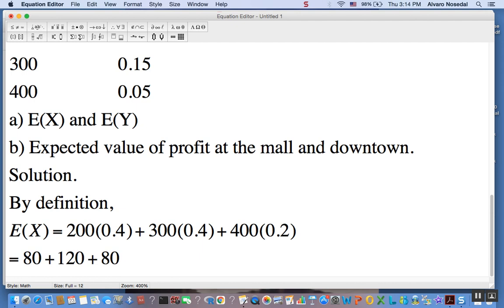You guys agree? Yeah. So 200 times 0.4, yeah, that's 80. Right? 300 times 0.4, 120. 400 times 0.2, 80. Right? So what we have here is 280 total. Right? No problem.